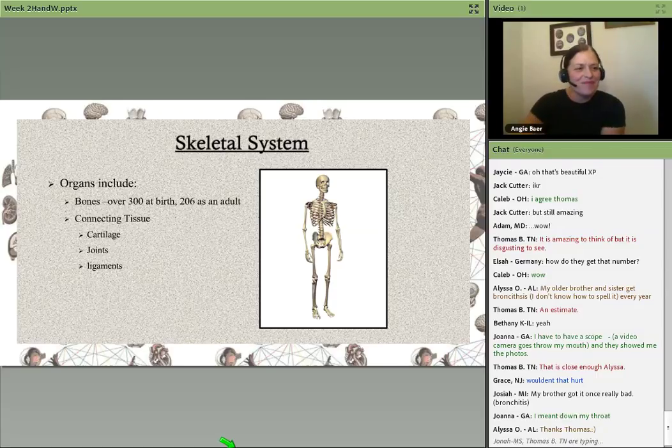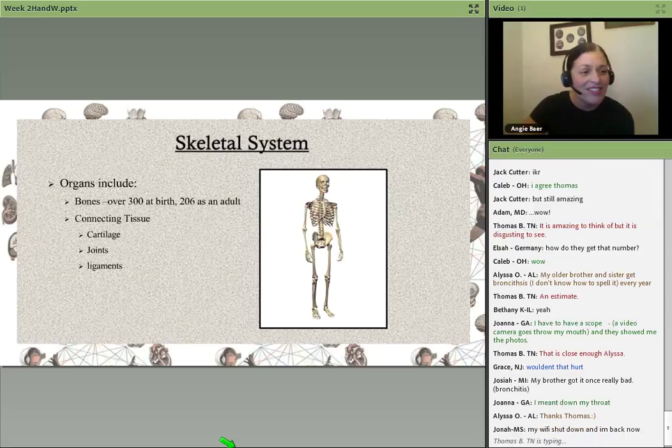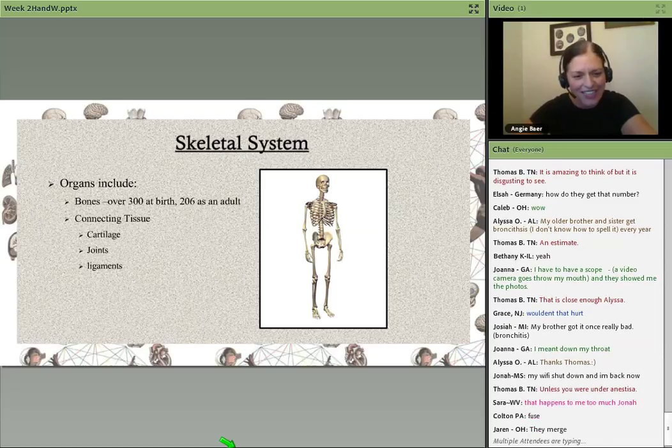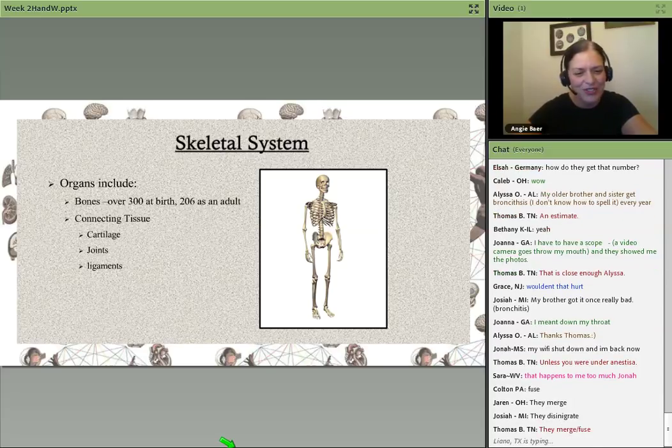Okay, the skeletal system, the organs include bones and connecting tissues. So your bones, you have over 300 bones when you're born, but then you only have 206 as an adult. So what happens to all those bones? Anybody know? What happens to your bones? Do they just fall off one day? Good job. You guys know. They fuse, right? They merge together. They don't disintegrate.